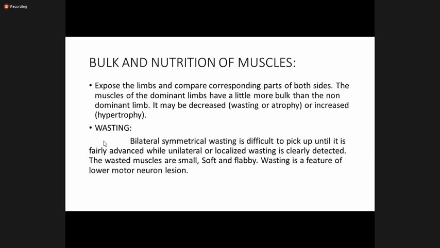You check for bilateral symmetrical wasting. If it is minor or small, it is difficult to pick up until it is fairly advanced, while unilateral localized wasting is clearly detected. The wasted muscles are small, soft, and flappy. Wasting is a feature of lower motor neuron lesions. If there is unilateral wasting, you may think about poliomyelitis, in which there is disuse atrophy; the affected limb is weak, thin, and power is also decreased. So you can pick up wasting easily if it is unilateral.